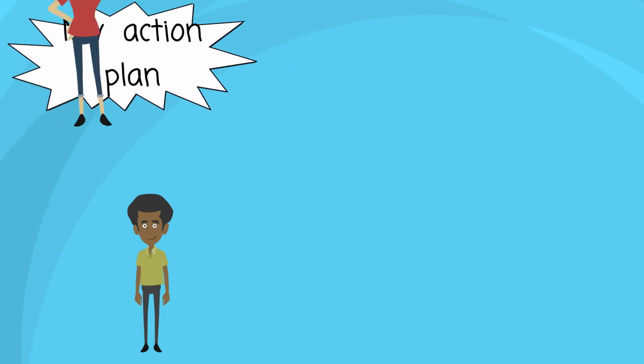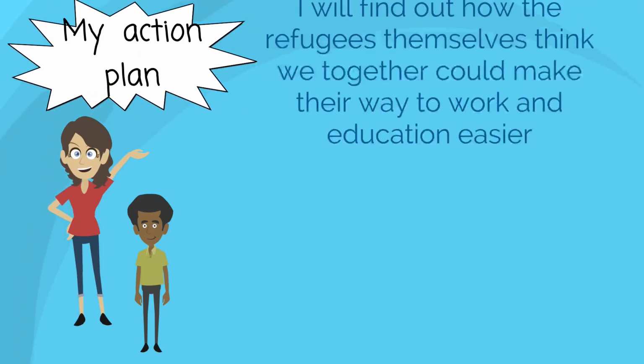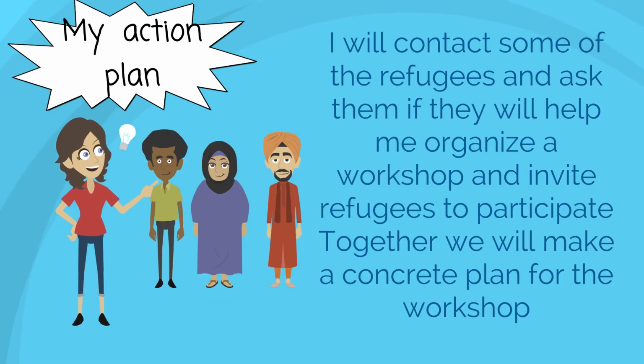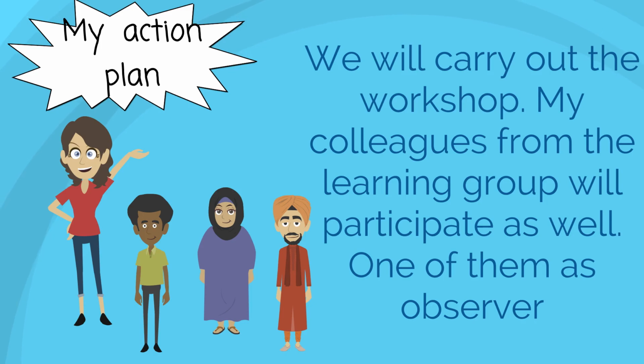My action plan. I will find out how the refugees themselves think we together could make their way to work or education easier. I will contact some of the refugees and ask them if they will help me organize a workshop and invite refugees to participate. Together we will make a concrete plan for the workshop. We will carry out the workshop. My colleagues from the learning group will participate as well, one of them as observer.